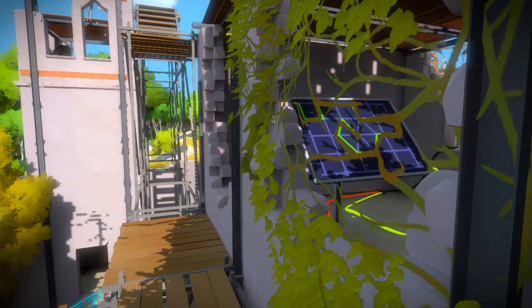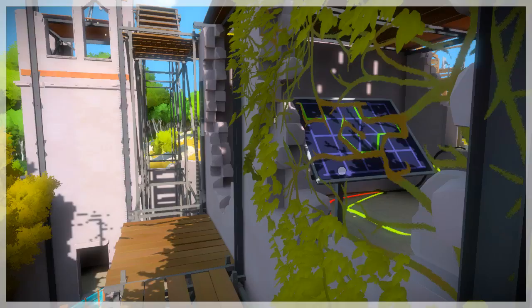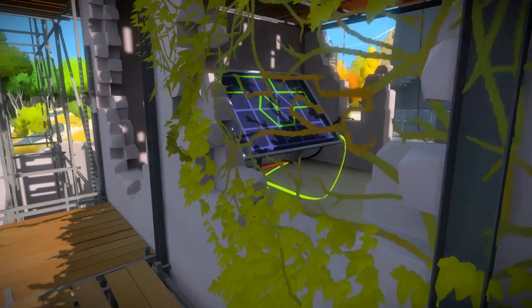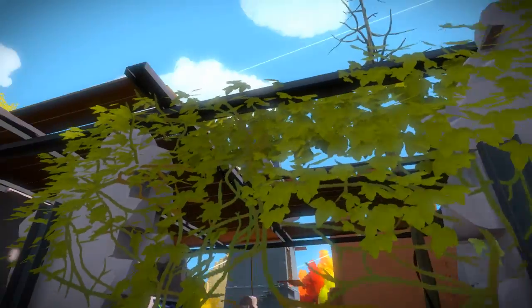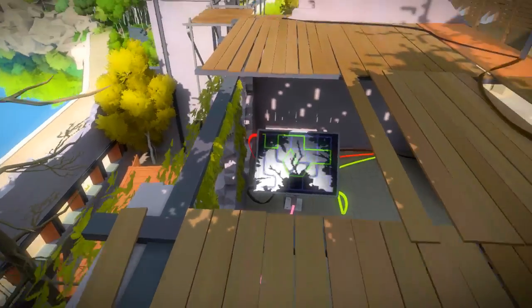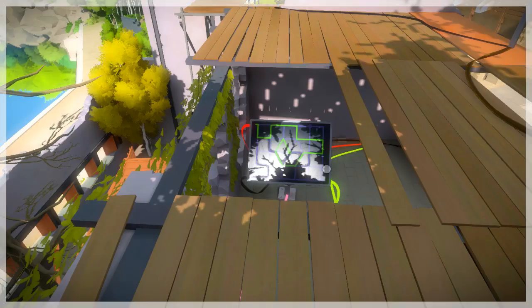Let's get this into position again. Now, how do I do the last one? What? There's a path. I can see a path from here, but I don't know how I can see a path from here.